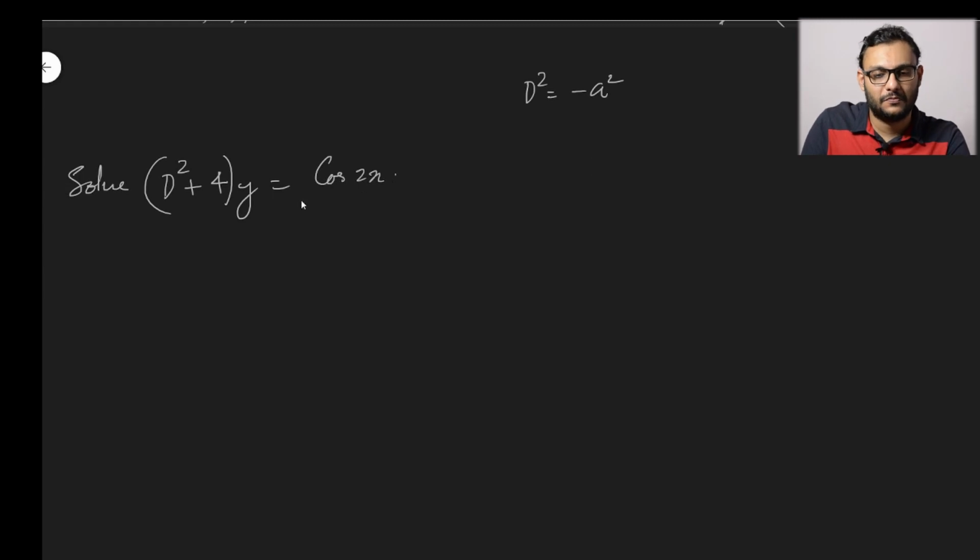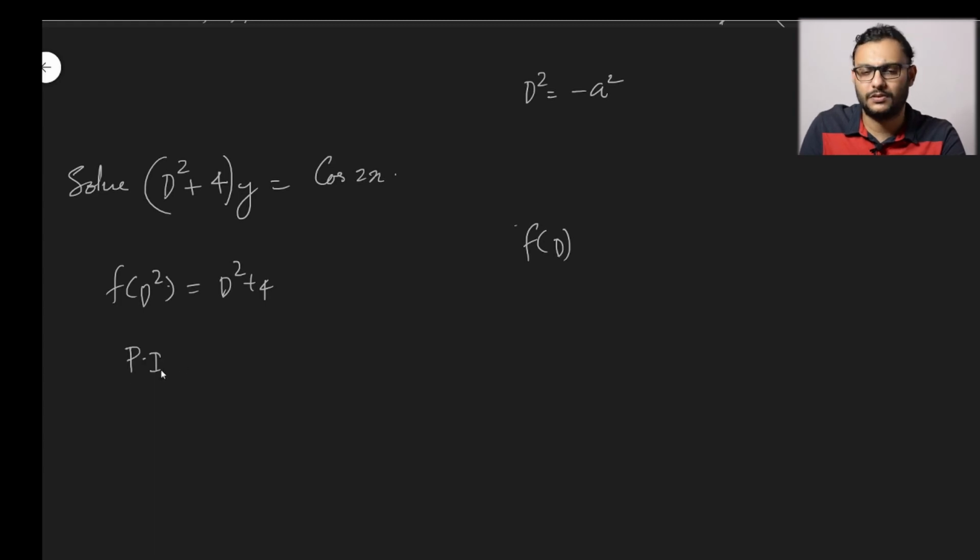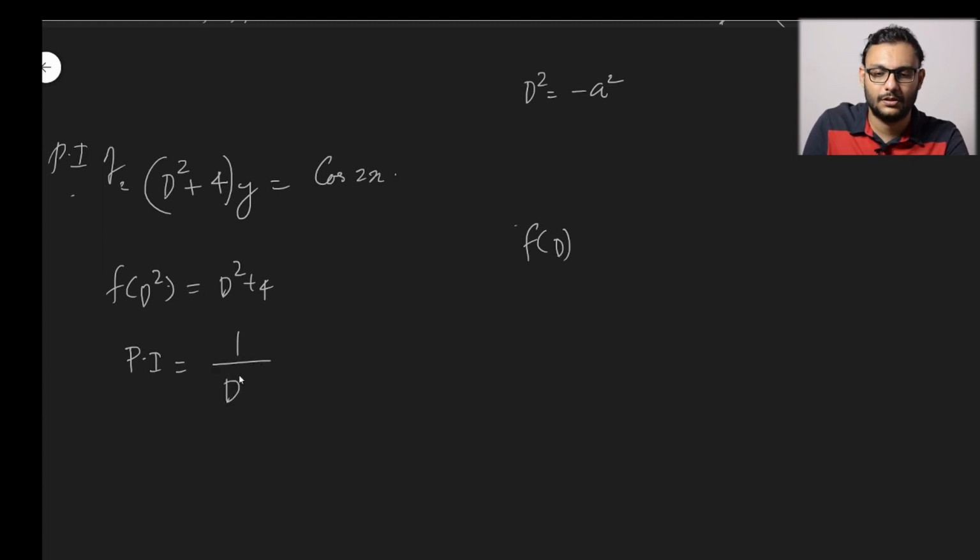Here we are having f of d square is equal to d square plus 4. We can call it f of d also, but while substituting we should substitute for d square only. We should not substitute for d. Now the particular integral is given by, we know about the complementary function. I am not giving out the complementary function, just want to find the particular integral. The particular integral is given by 1 by d square plus 4 into cos 2x.